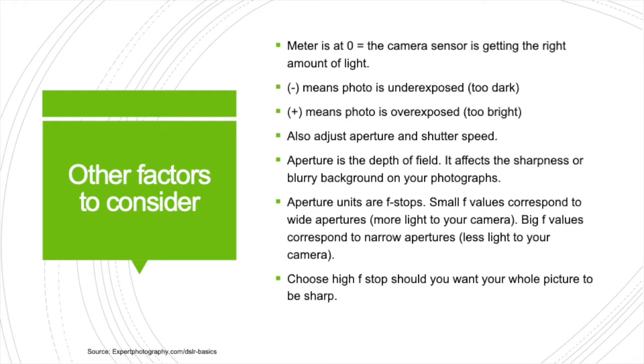Aperture is the depth of the field. It affects the sharpness or blurry background on your photographs. Aperture units are f-stops. Small f values correspond to wide apertures, more light to your camera. Big f values correspond to narrow apertures, less light to your camera. Choose a high f-stop should you want your whole picture to be sharp.